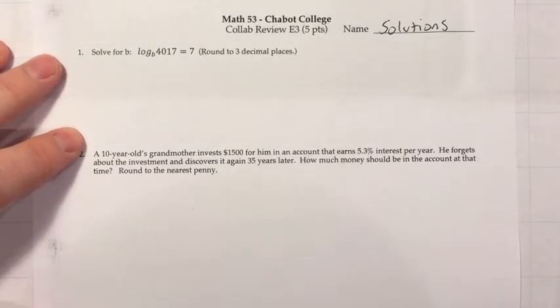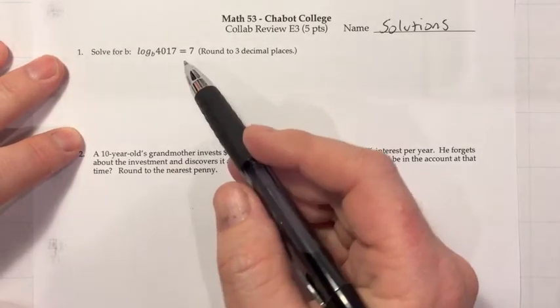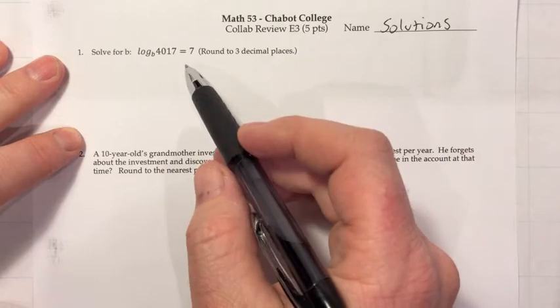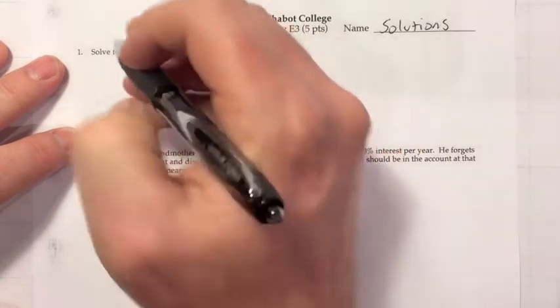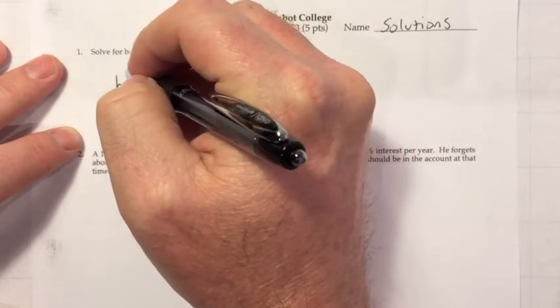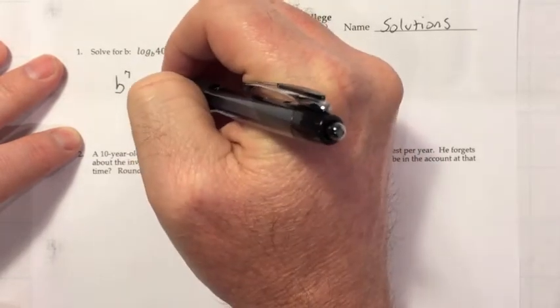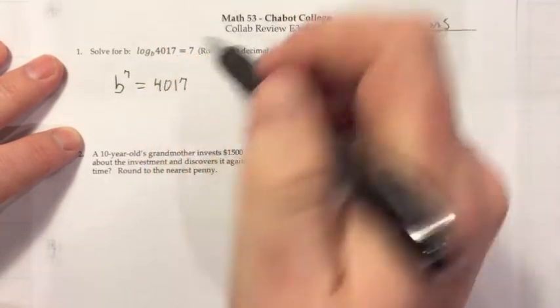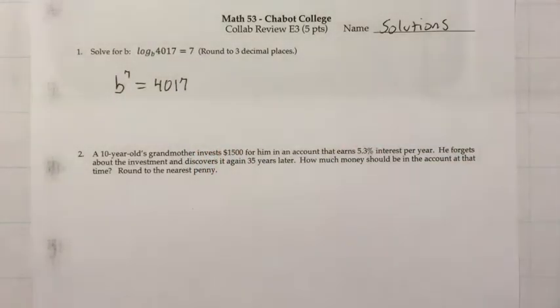They're asking us to solve for b in log base b of 4017 equals 7. The key to this type of equation is to rewrite it as an exponential at first. So you take the base of the log, you raise that to the other side of the equation, which is the 7, and that's equal to whatever was inside the log, which in this case is 4017. So the base to the other side equals what was inside. And when you do that step, you've gotten rid of the logarithm.